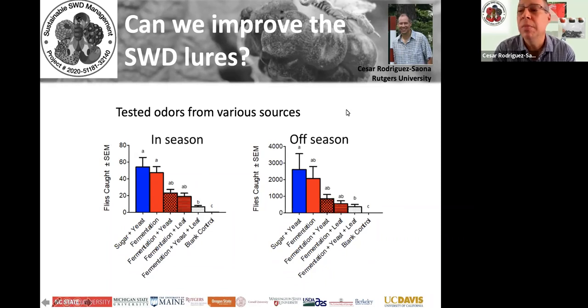For this, we combined fermentation odors with odors from yeast, with odors from leaf, and also with odors from both yeast and leaves. We found, however, that adding odors from yeast and leaf to the fermentation odors reduces spotted wing Drosophila attraction to the fermentation odors. And this happened both during the season as well as during the off season.